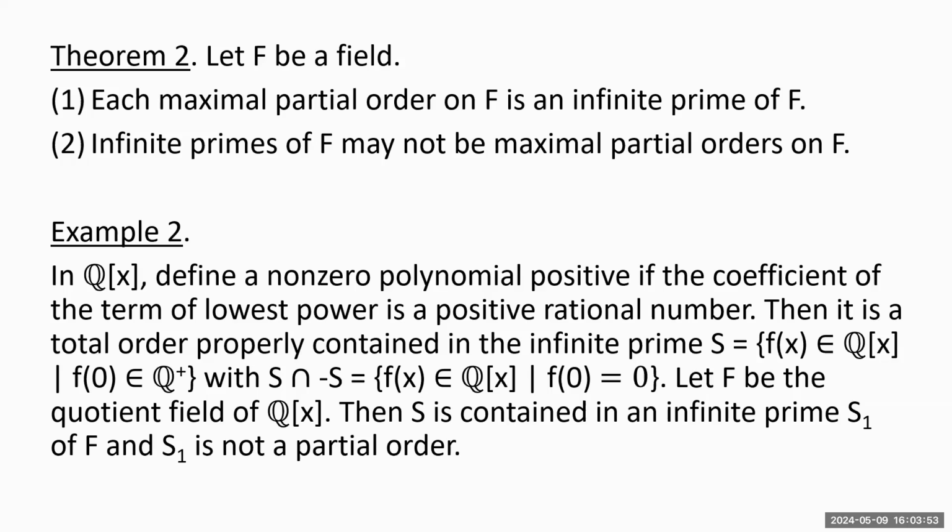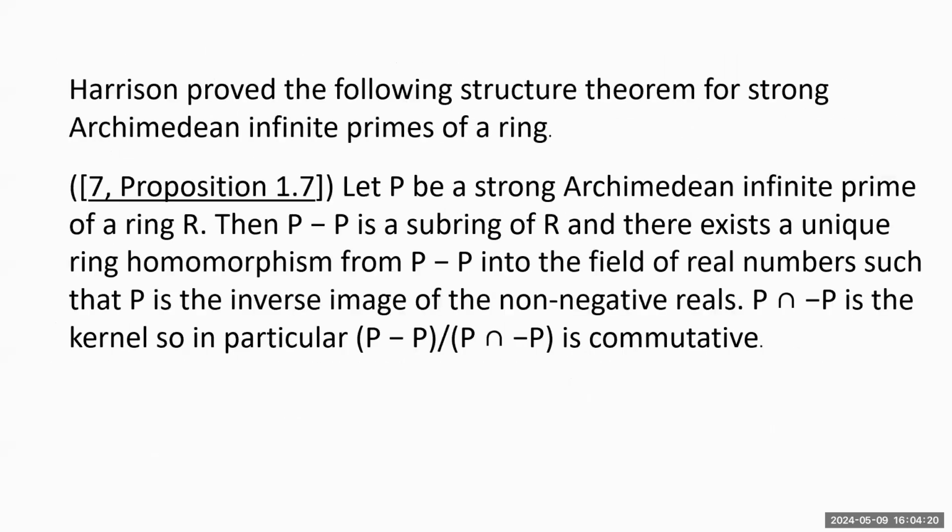However, we can still use this result to prove some results in partially ordered rings. One result, I believed it was true for a long time, but I didn't know how to prove it: for a field, an Archimedean directed maximal partial order must be a total order. I didn't know how to do the proof, but we can use infinite primes to give a proof.